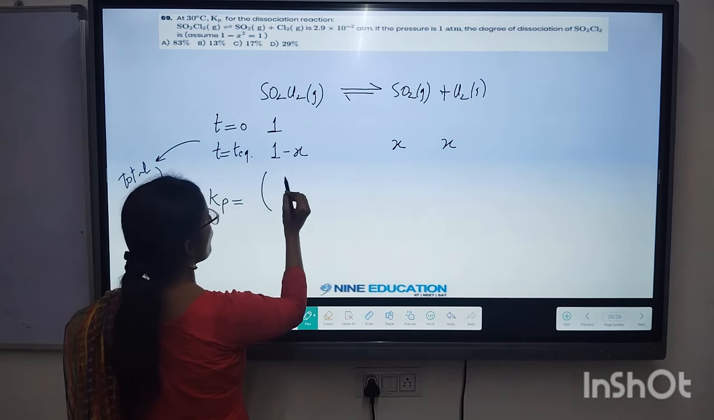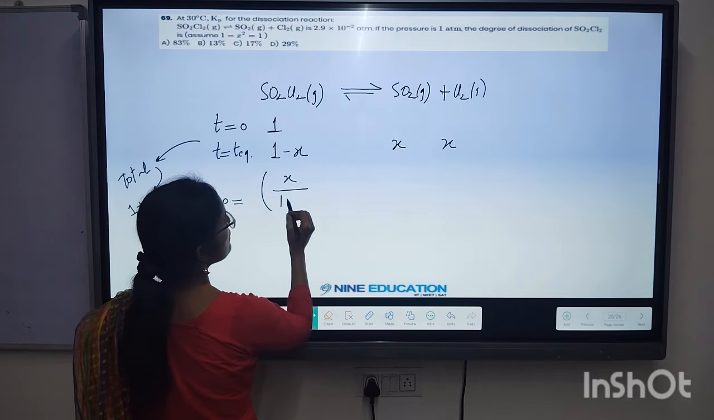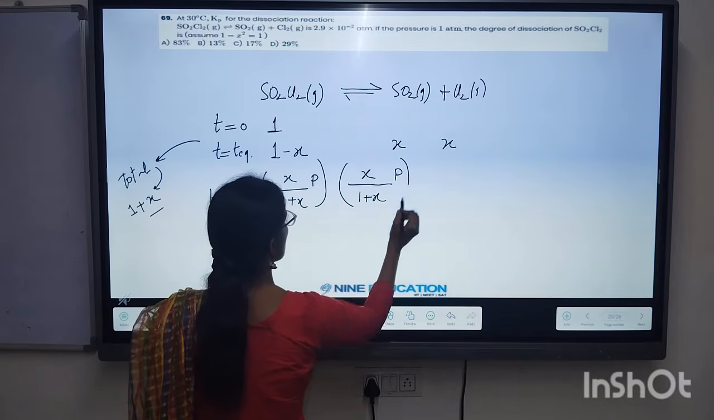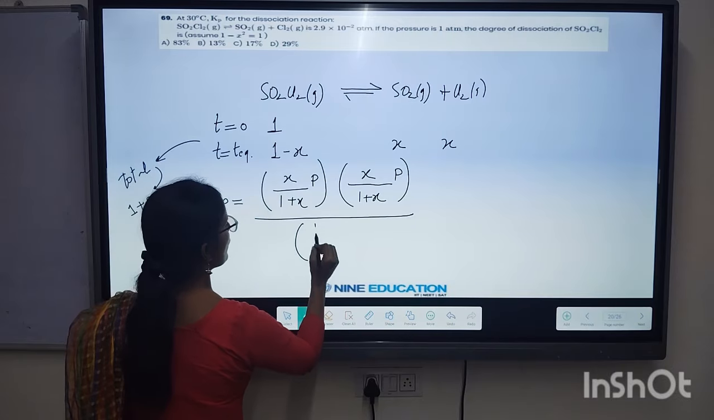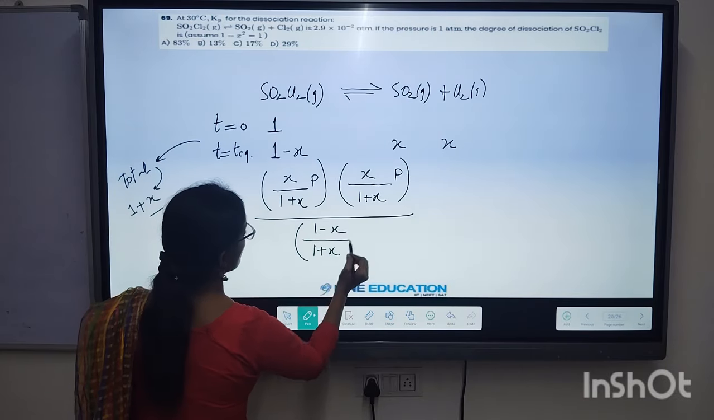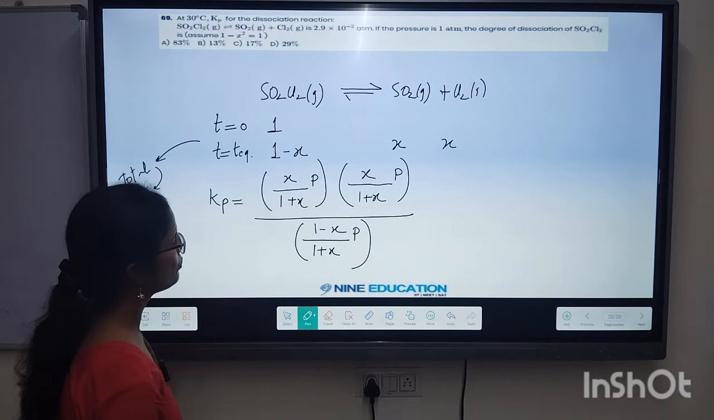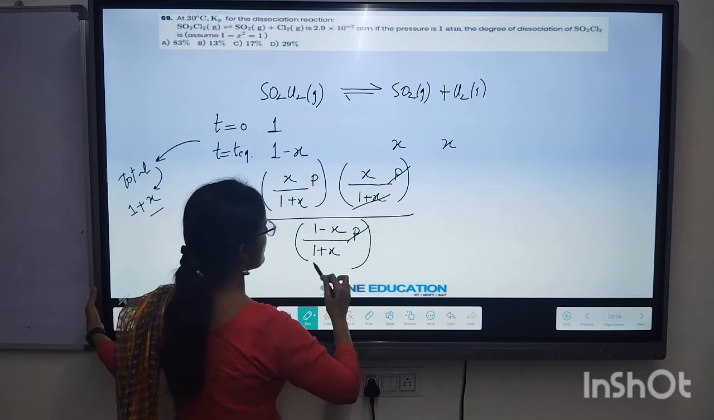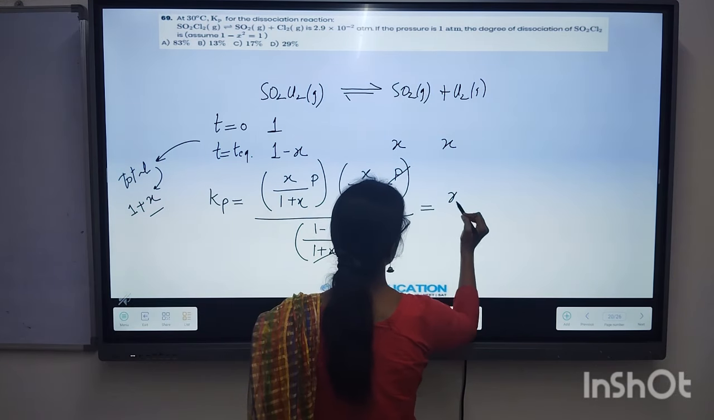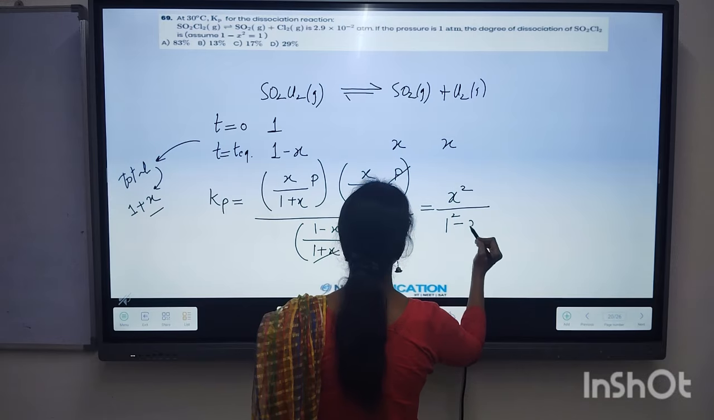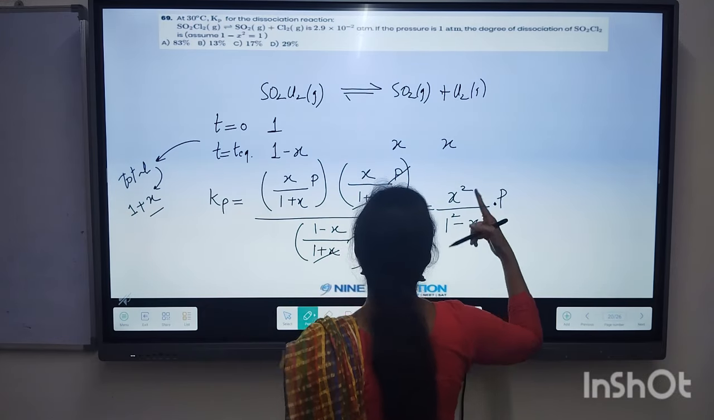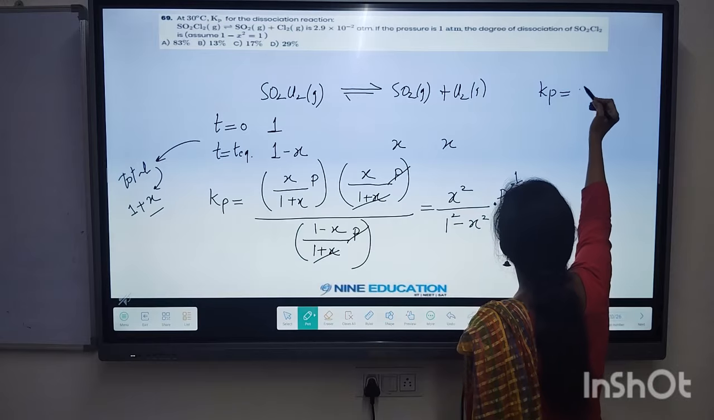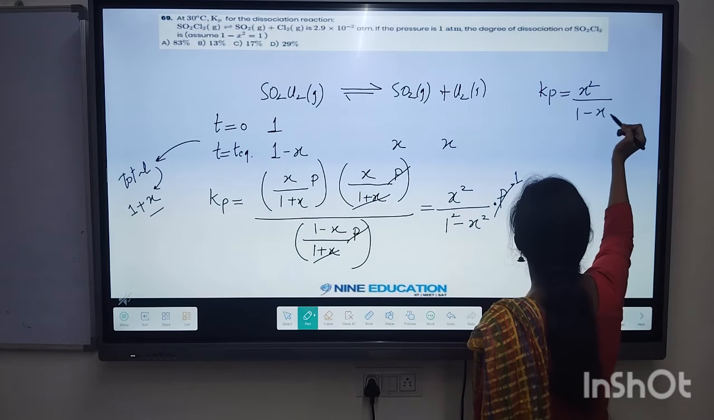If I write the expression for this, for SO2 it is x/(1 + x) × P, for Cl2 also x/(1 + x) × P, divided by (1 - x)/(1 + x) × P. After simplifying, where P is the total pressure at equilibrium, the 1 + x will cancel out, and we get x² divided by (1² - x²) × P, where pressure is given as 1 atm. So Kp will simply be x²/(1 - x²).